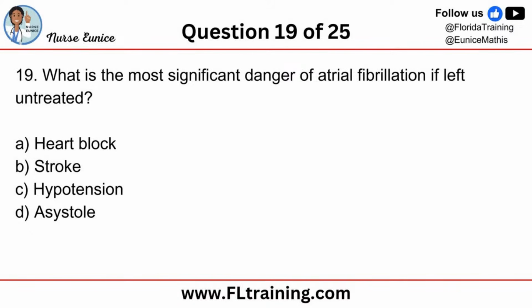Question 19. What is the most significant danger of atrial fibrillation if left untreated? So remember, the heart's just quivering. If it's quivering, blood can become stagnant. So is it A, heart block, B, stroke, C, hypotension, or D, asystole?